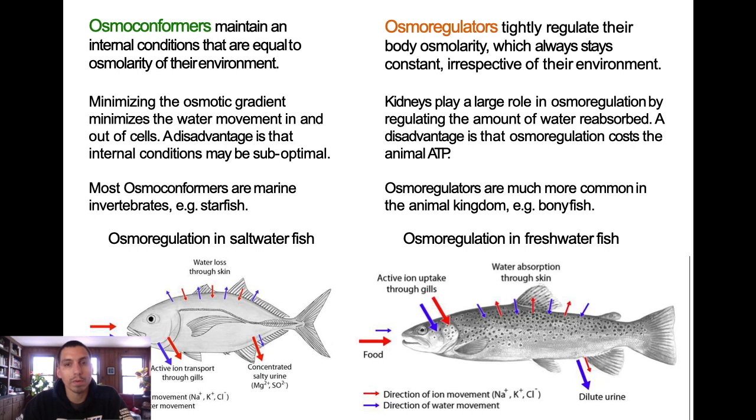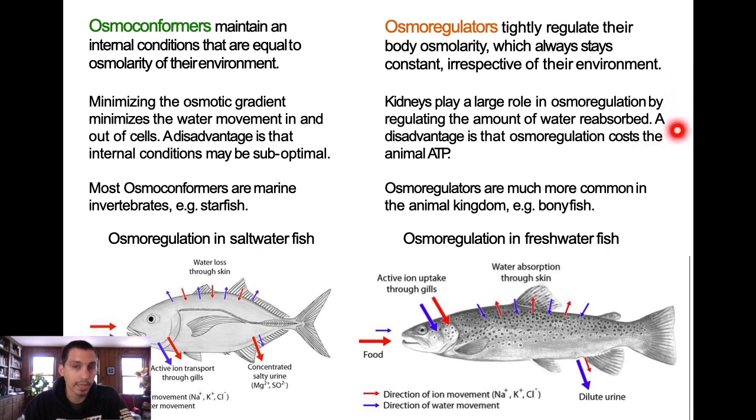So this is kind of more of what we would expect to see with homeostasis. So their body's osmolarity stays constant, irrespective of the environment. So it doesn't matter what environment they're in, they're going to keep a constant internal environment. And so this is where the kidneys come in handy. They play a large role in osmoregulation because they regulate the amount of water that is lost from the body. So they regulate the amount that's reabsorbed, and we'll talk about that later, actually, probably next time. But they regulate the amount of water that's in the body.